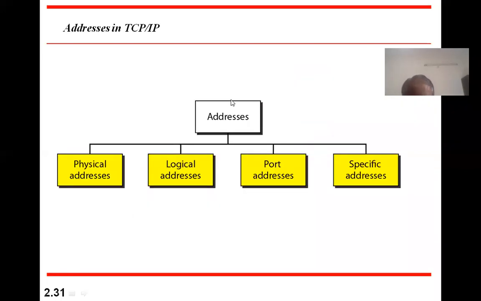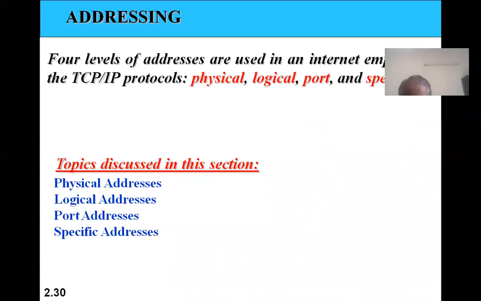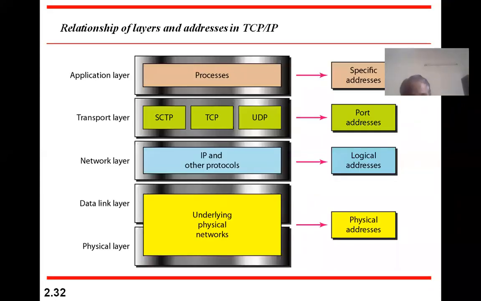So how many different types of addresses did we discuss in the previous class, in this TCP/IP network communication model? How many different types of addresses did we discuss in the previous class? Also, you can see on the screen.